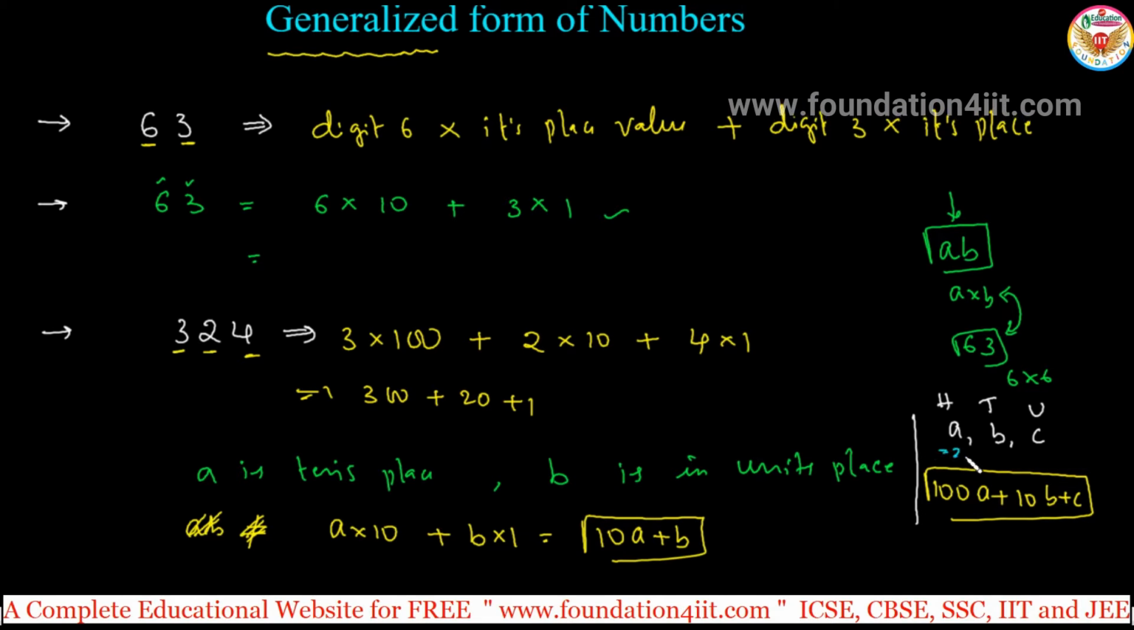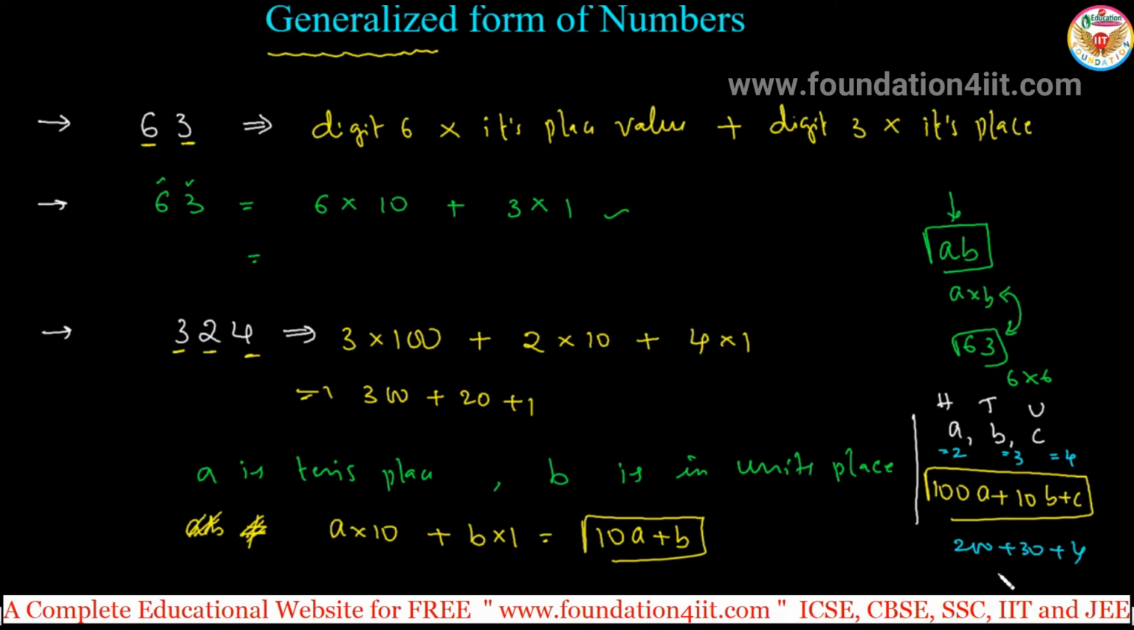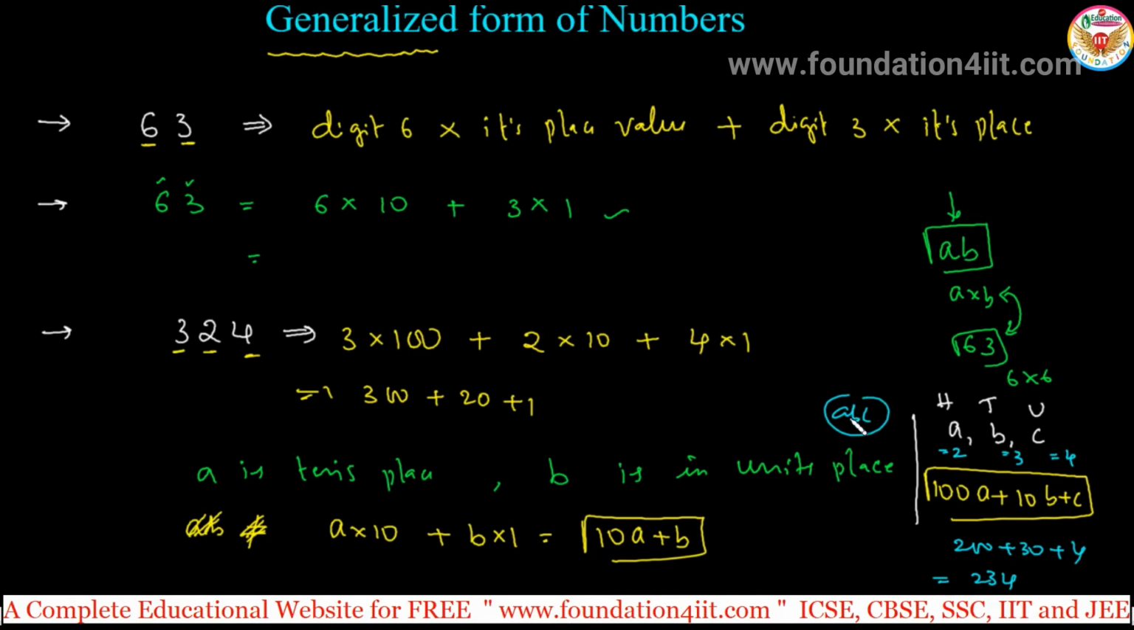For example, A is 2 and B is 3, C is 4. Then the answer is 2 into 100, so 200 plus 30 plus 4. That is 234. 234 is the value of that number. But we should not write A, B, C directly without giving a gap, because that means multiplication in algebra.